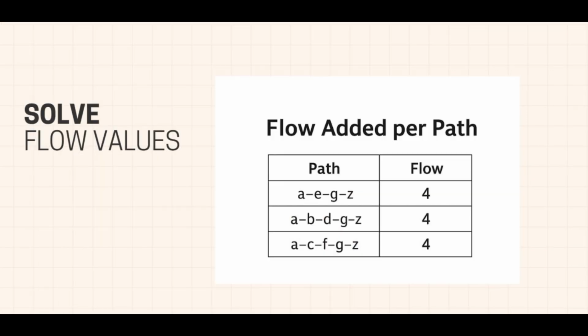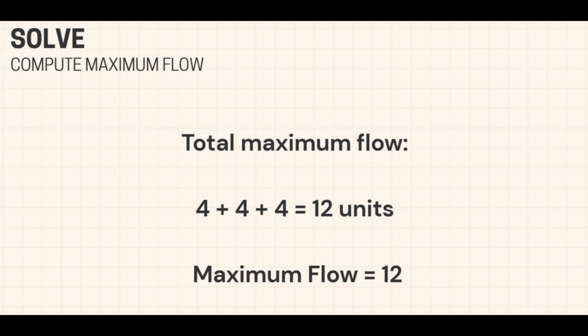So, solving for flow values: the flow added per path is 4, 4, 4.